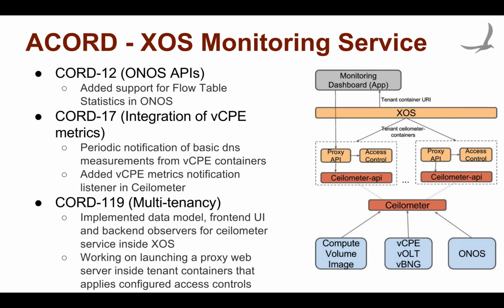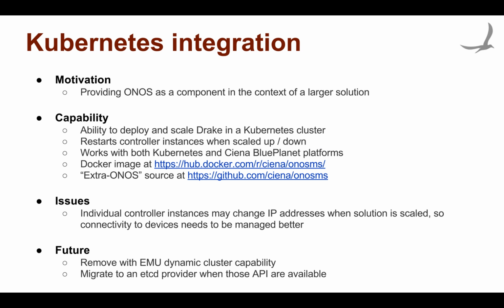So those cron jobs periodically send these notifications back in the framework. And on the other side of the framework, inside Ceilometer, we have added a BCP metrics collector that listens for these notifications from the BCP containers. And currently it stores them in the database and makes them available to applications on a query basis.